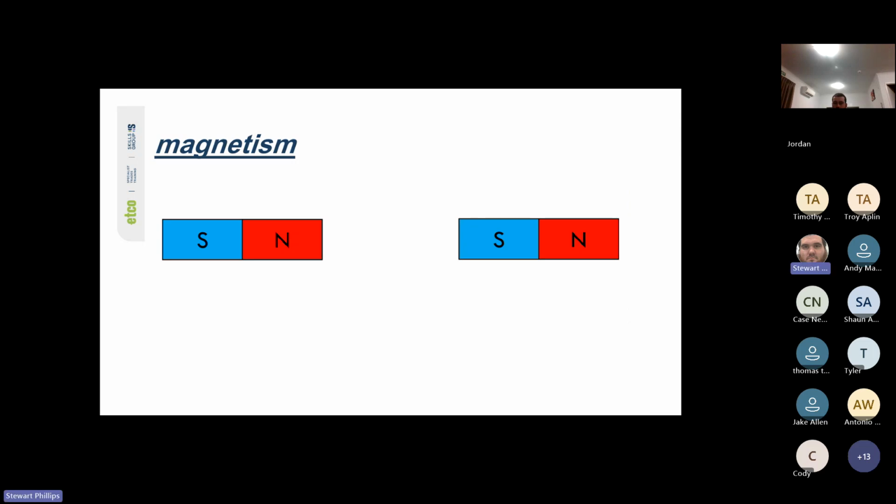Cool. So magnets. We've all seen basic bar magnets. We've seen the cartoons where they are lined up south, north, north, south.